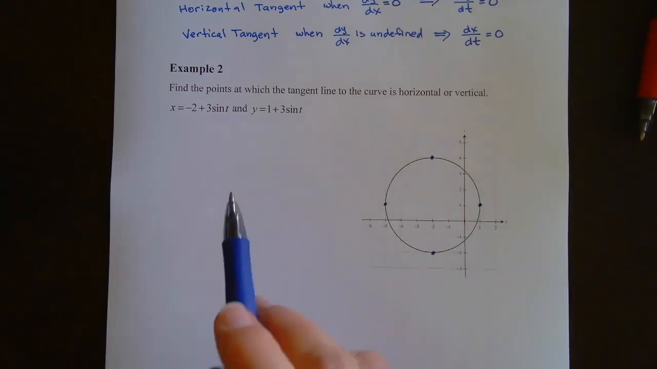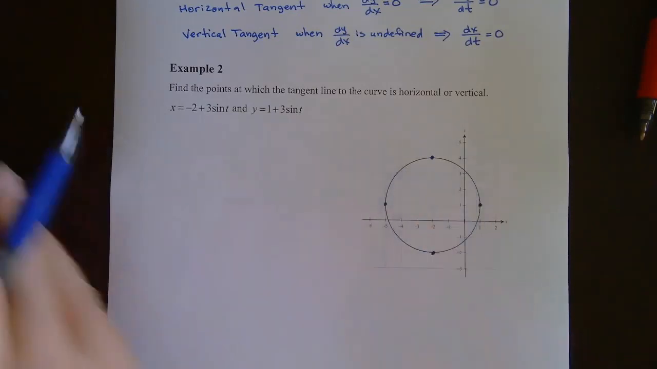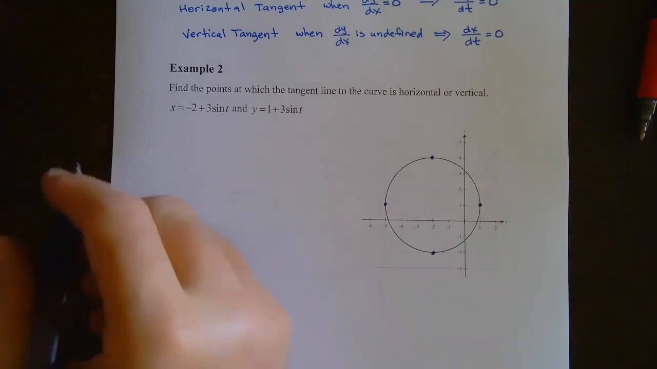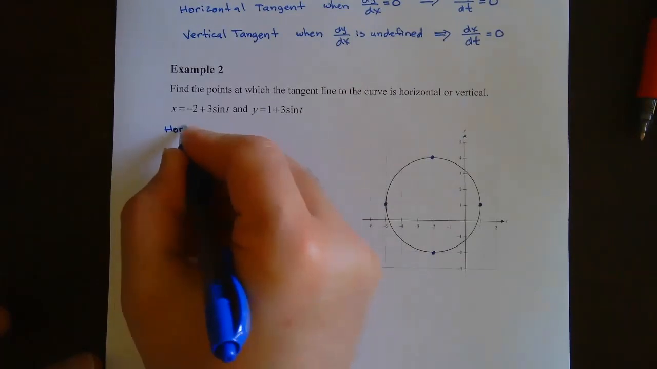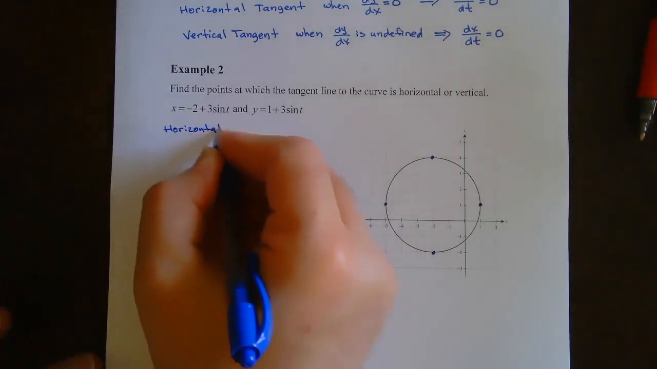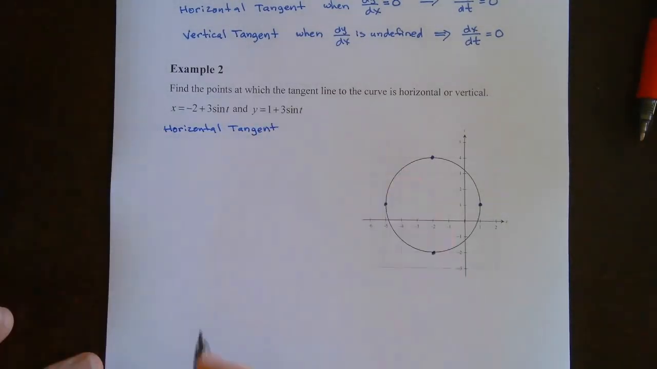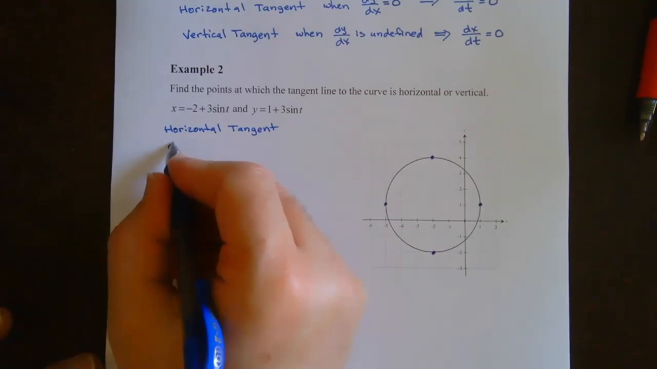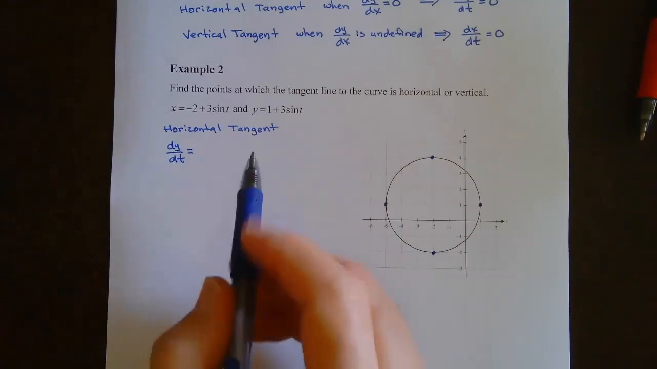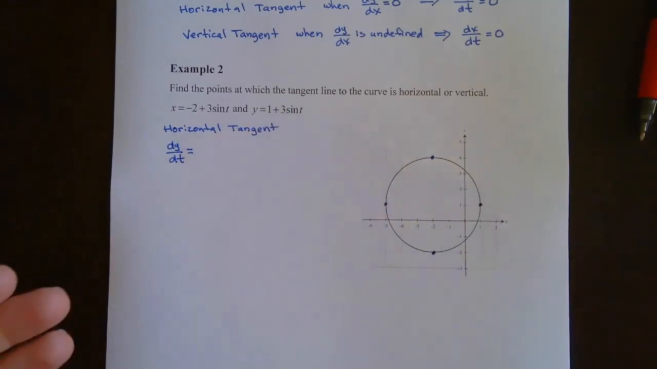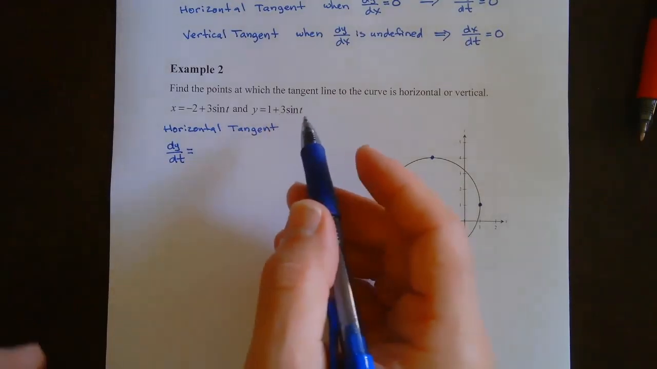Find the points at which the tangent line to the curve is horizontal or vertical. So let's do horizontal first. We need to set dy over dt. We've got to figure that out first, right? So dy over dt, well, the derivative of 1 is just 0, and then plus 3 times the derivative of sine t. Well, that'd be 3 cosine t, right?